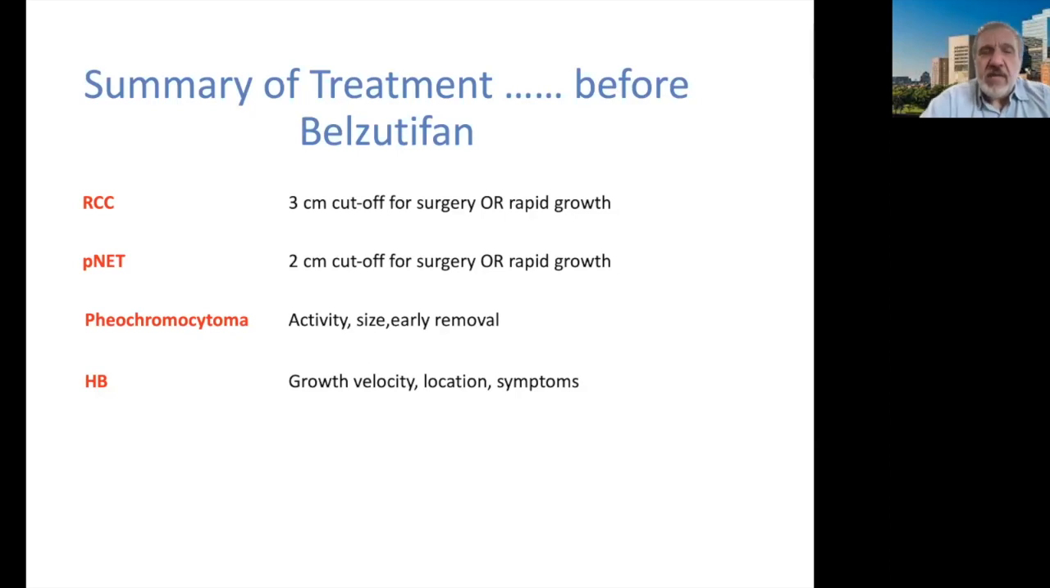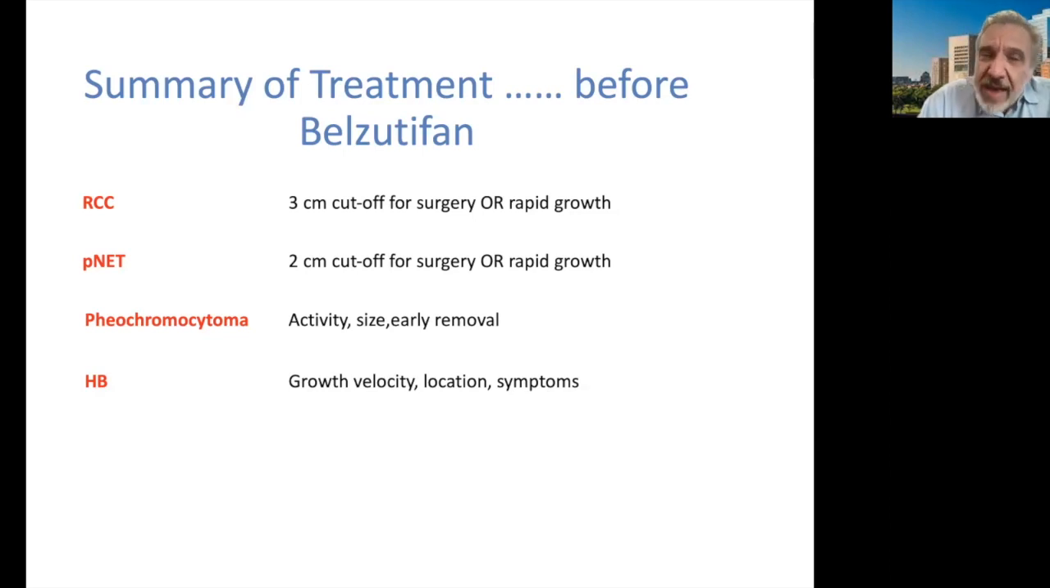So to summarize, before belzutifan, treatment of renal cell carcinoma was surgical intervention when the tumor reached 3 centimeters, and for PNET, 2 centimeters in the head and 3 centimeters in the body and tail.